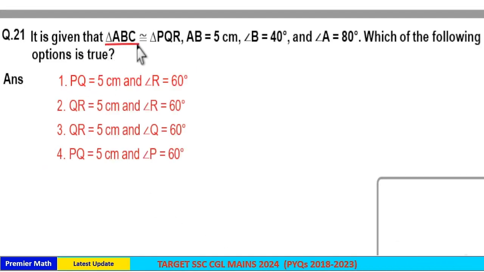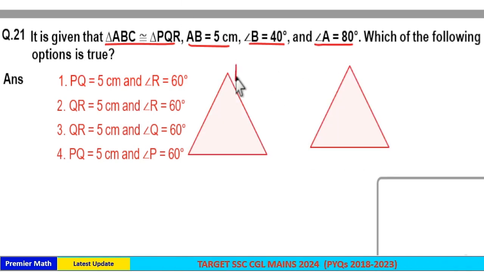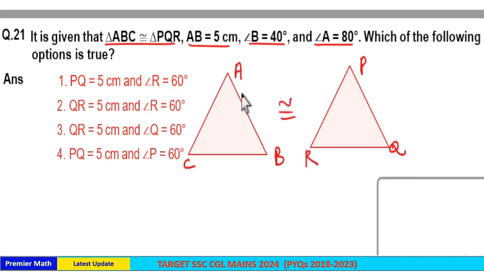It is given that triangle ABC is congruent to triangle PQR. AB is 5 cm, angle B is 40, angle A is 80. Which of the following options is true? Here congruent triangles means the triangles are the same in shape and size. Here this is triangle ABC and this is triangle PQR. Now write the letters in the same order. Triangle ABC congruent to triangle PQR. AB is equal to 5 cm, angle B is 40 degrees, angle A is 80 degrees. Then angle C is equal to 180 minus 120, which is 60 degrees.